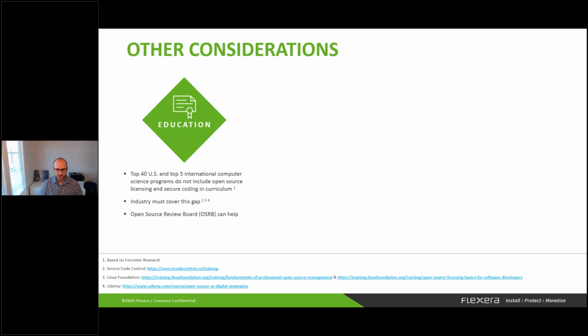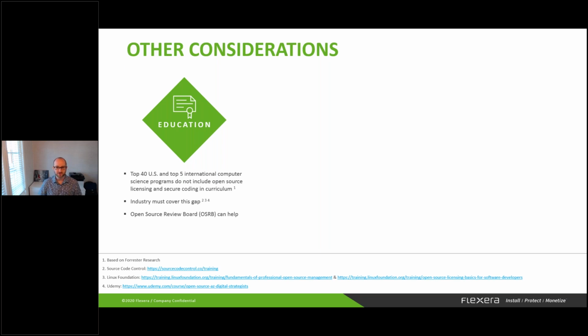There's a few links at the bottom of the screen here, so when you get the slides, you can certainly go up to those, but we've got a partner, Source Code Control. They've got some great training. The Linux Foundation has some really good training. Udemy and other kind of online classes. There's lots of good content out there. So certainly would recommend that if any of you are working through your SCA programs and development has really not been brought up to speed on why this matters, very critical to make sure that that's done.